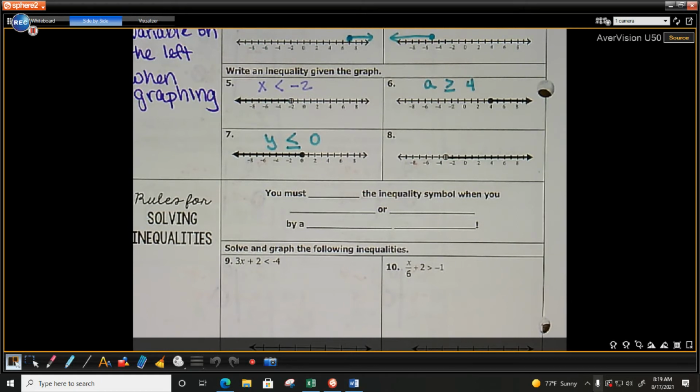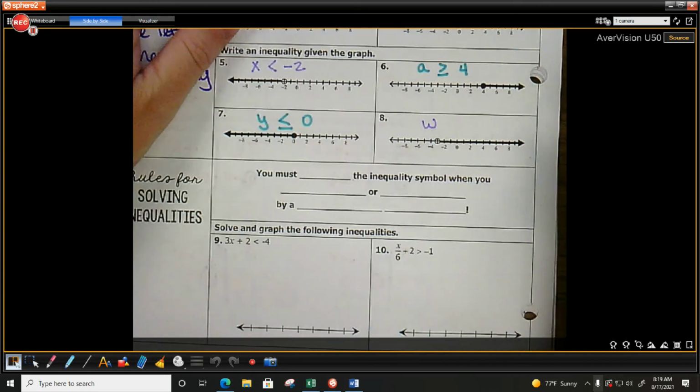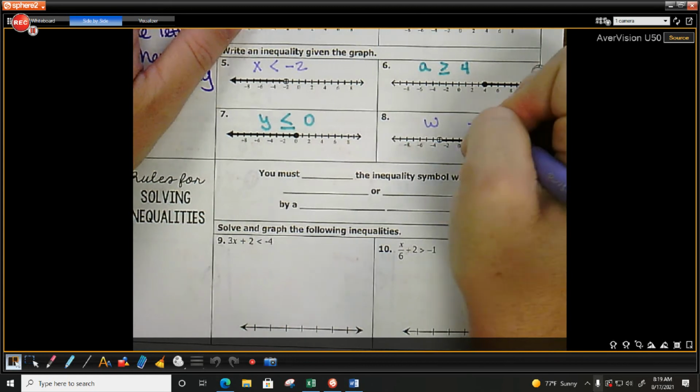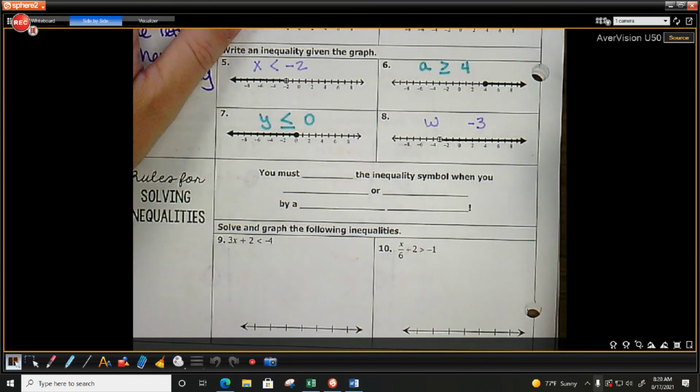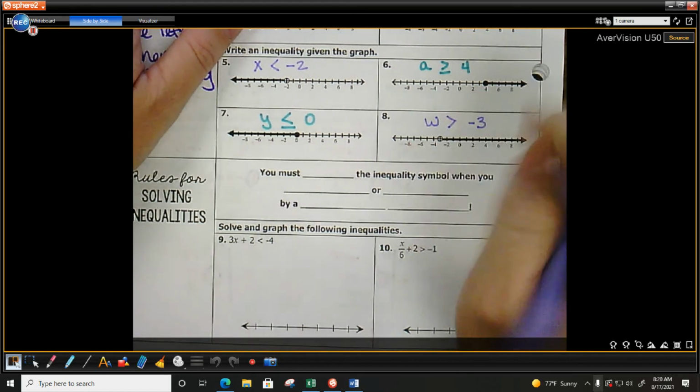Does not matter, you can use any variable. Okay, what variable did we choose? W. What number is the dot on? -3. Which way are we shaded? Right. So is it a greater or less? Greater. Again, the arrow's pointing to the right, we shaded to the right. Should I have an equal to under it? No. Done. Are we okay with how we graph on a number line?